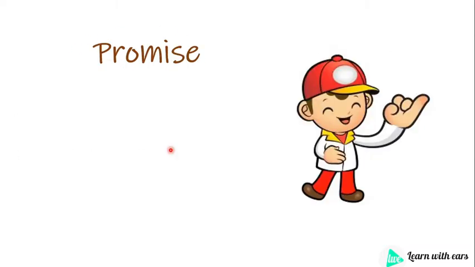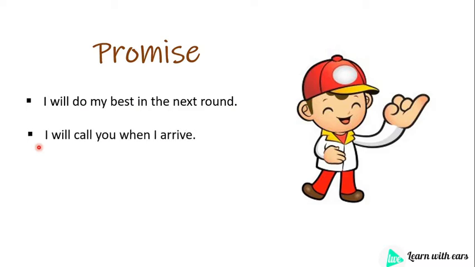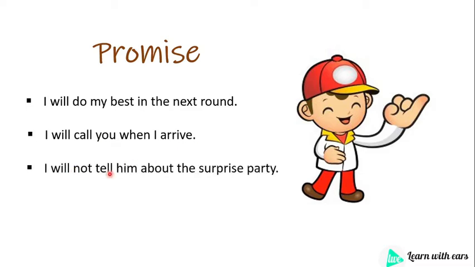Now next, in promises. Okay, in promises also we use will. So here is an example. I will do my best in the next round. A person is promising someone. Next sentence, I will call you when I arrive. Here is again a promise. Next, I will not tell him about the surprise party. So here is again a promise. We use will, but here we are making a negative sentence. I will not, okay, or I won't. And I will return your money within 2 days. Here again someone is promising to return money.